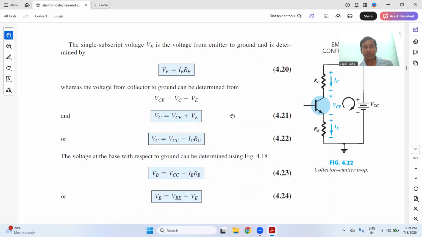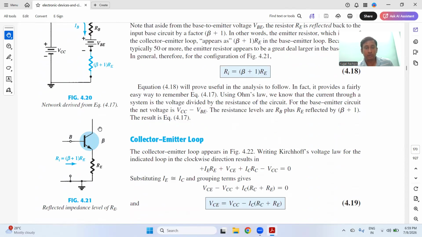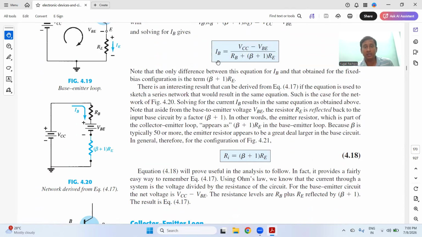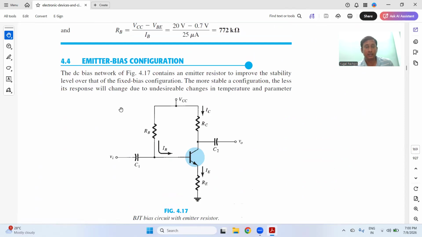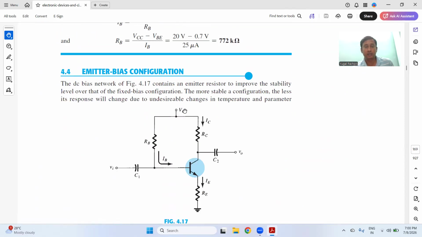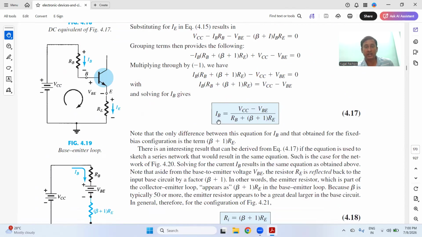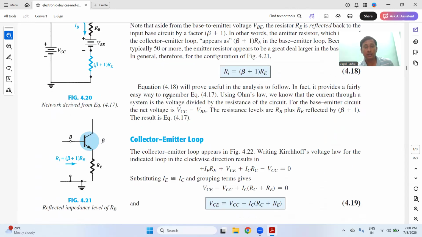have the relation between them. And this is the collector-emitter side loop: IERE plus VCE plus ICRC minus VCC is equal to 0. So one equation will give you the value of IB from this side, and this side's equation will give you the value of VCE. So you got the IB and you got the VCE, and these are the two parameters. VC is the output voltage, and you got the IB.